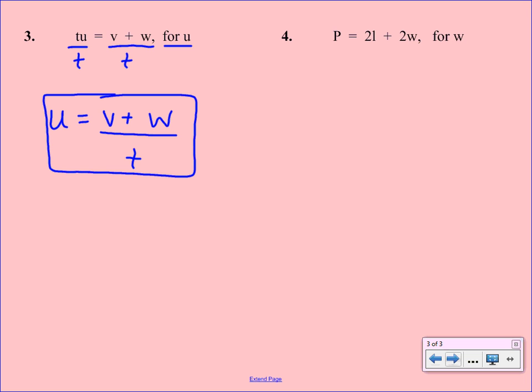Our last equation is the most difficult. You may recognize this one too. This one actually means something. It's perimeter equals 2 times the length plus 2 times the width, and that would give us the perimeter for a rectangle. What we want to do is get W by itself.